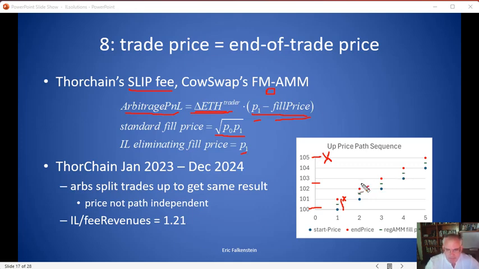But that just means that the fee that we wanted to go to the LP just went to the validators, didn't go to the LPs. So this isn't going to be a good solution either.